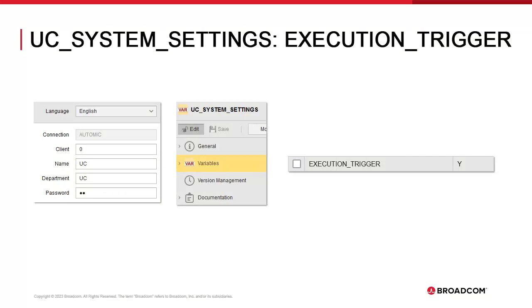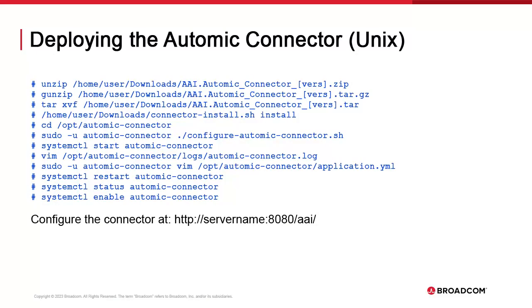Before deploying the Automic Connector framework, make sure you log into client 0 in Automic and check that the variable execution trigger is enabled in UC system settings. The command should be consistent with what we just described. Unzip the file, gunzip the tar.gz package, untar the package, install the framework. Execute the configuration script as the Automic Connector user. Configure by entering the appropriate values which propagate to application.yaml. Start the service, check the log for messages.